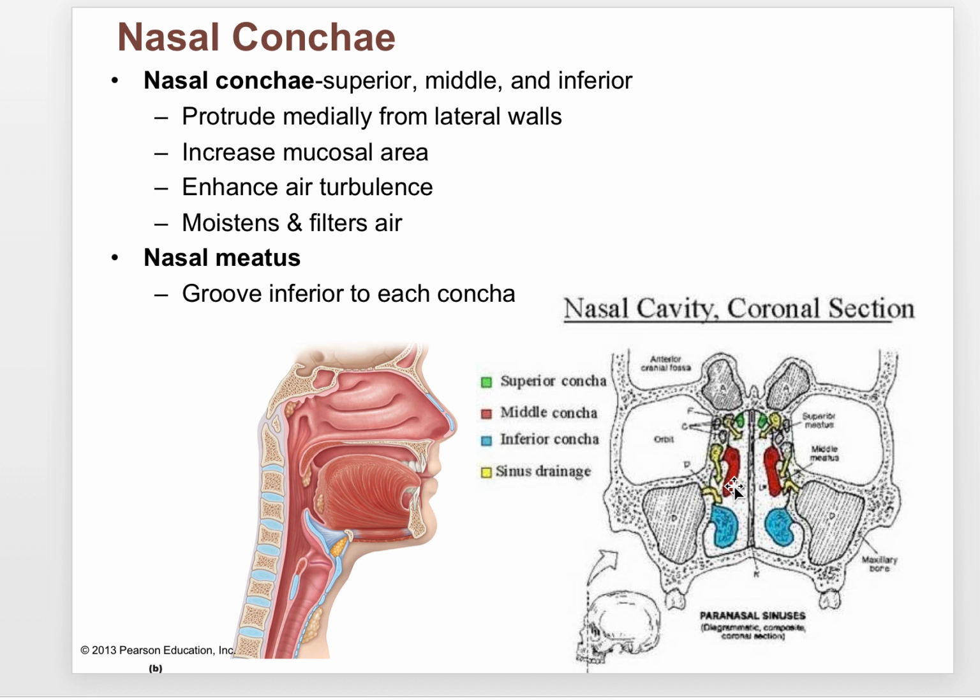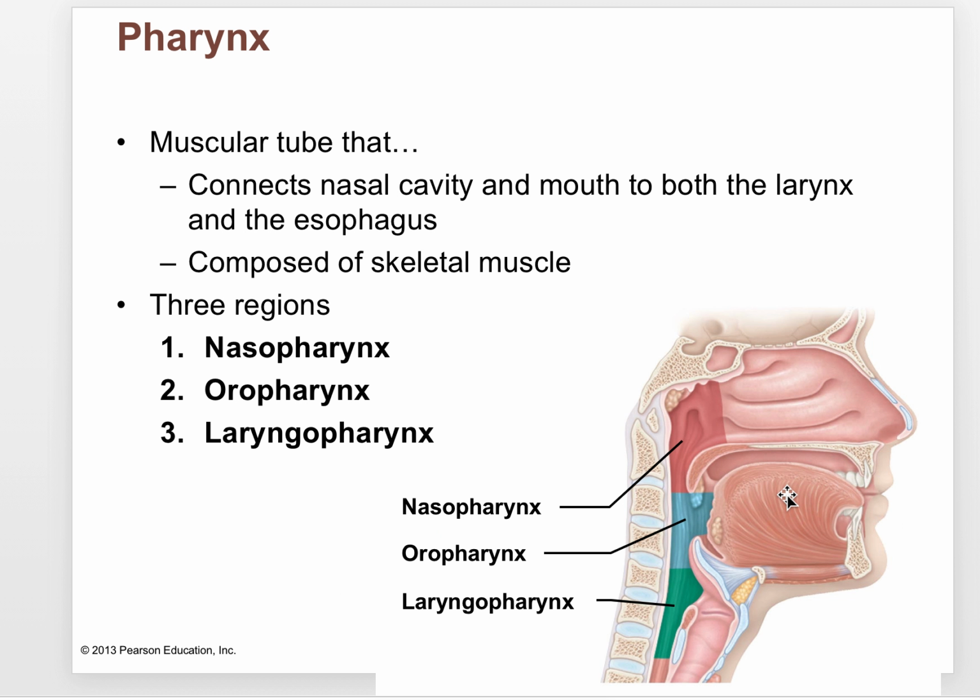Inferior to each nasal concha is the nasal meatus. The nasal meatus here is just an opening underneath the concha. The pharynx is a muscular tube that connects the nasal cavity and the mouth to the larynx and the esophagus. It's composed of skeletal muscle. Therefore, you know this is muscle under voluntary control. The three regions are the nasopharynx, the oropharynx, and the laryngopharynx.